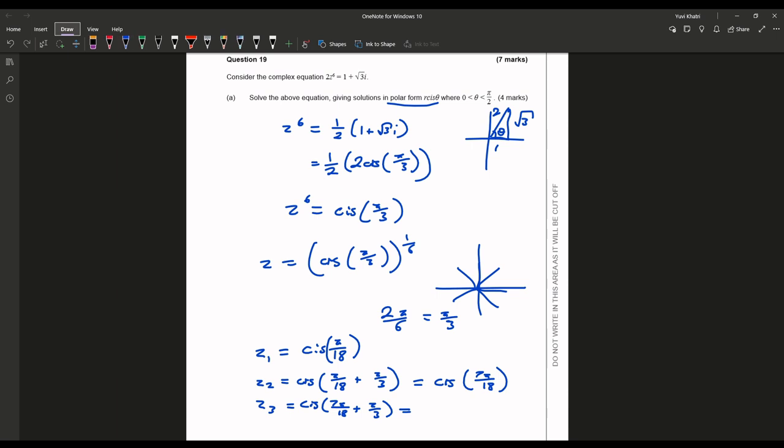And if we do this, we'll get cis of 13 pi over 18, but that's not in the domain. We only want where theta is between 0 and pi on 2. So we won't worry about z3 or any of the other solutions, because z1 and z2 are the only solutions that are in the domain of theta that we want. So our answer will be this and this.